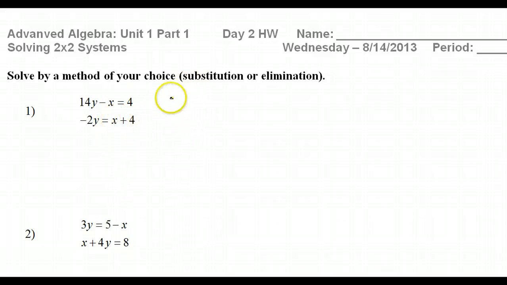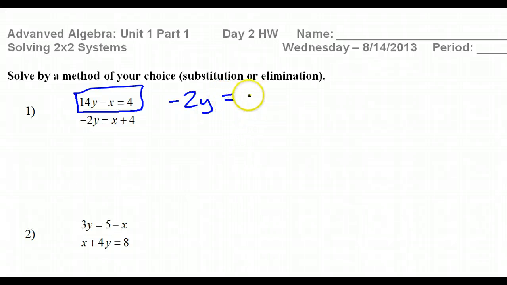I like to write the problem sort of side by side when I do substitution. So what we would have is, we've got this equation, which I'm just going to leave the way it is. But putting this equation up next to it, I have negative 2y is equal to x plus 4. Okay, so now I've sort of moved it over.